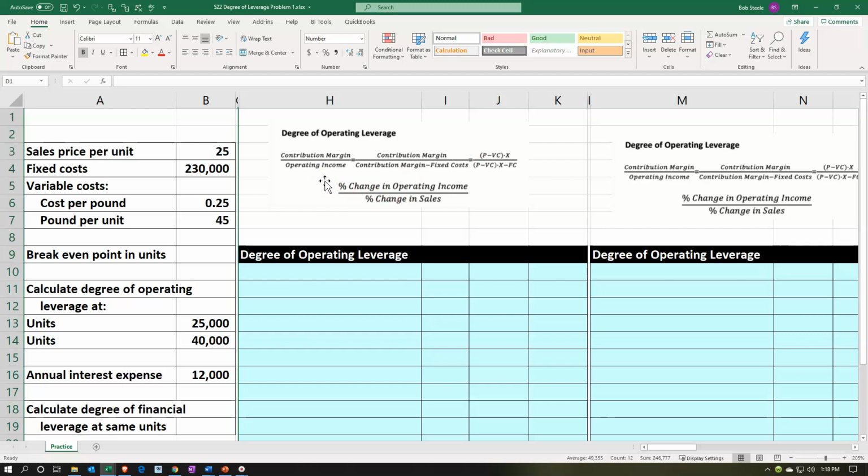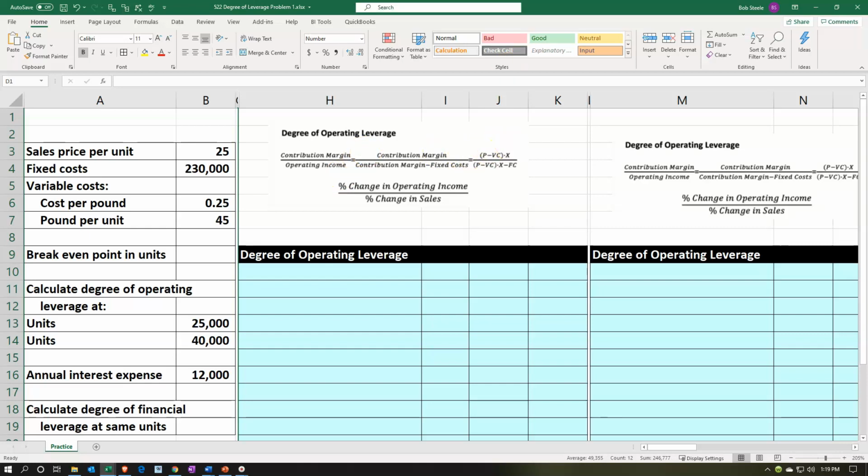This is an alternative method which we may use if we don't have the internal data in terms of a financial statement or income statement with a contribution margin format, but rather a normal income statement, sales minus cost of goods sold, gross profit, and so on in that format. Okay, so we're going to calculate the numerator first using this formula.